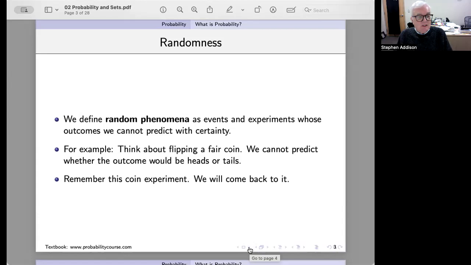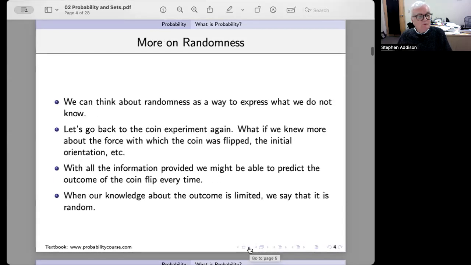Here we talk about a coin flip, and we'll talk about coin flipping a lot through the early part of the course. So I talk about some more things about randomness, and again, you can read the slide, but essentially, randomness enables us to express what we don't know.